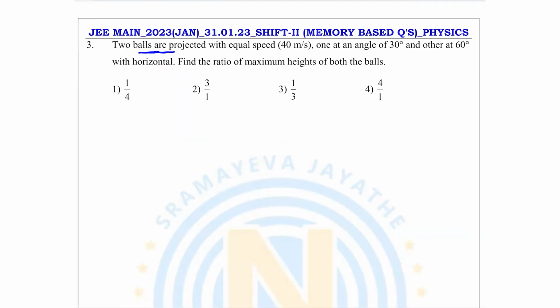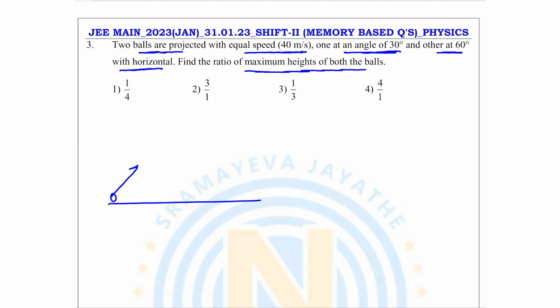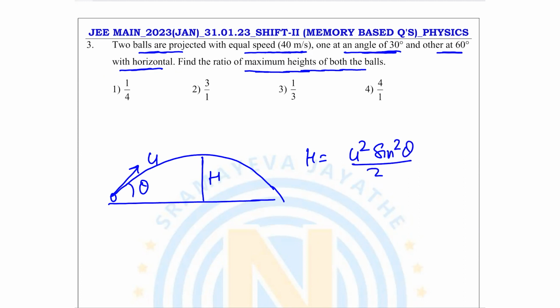Here we are given two balls which are projected with equal speed, one of them at an angle of 30 degree and the other at an angle of 60 degree with the horizontal. We want to find the ratio of maximum heights. This is based on projectile motion, and in projectile motion, if we throw a ball at a speed u at an angle theta, then the maximum height attained is given by u squared sine squared theta by 2g.